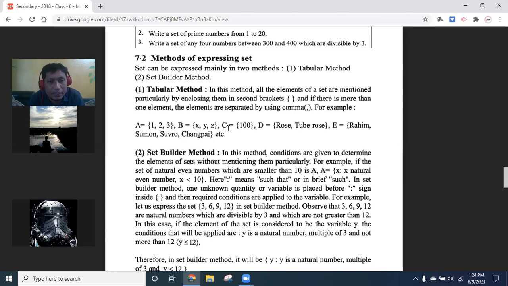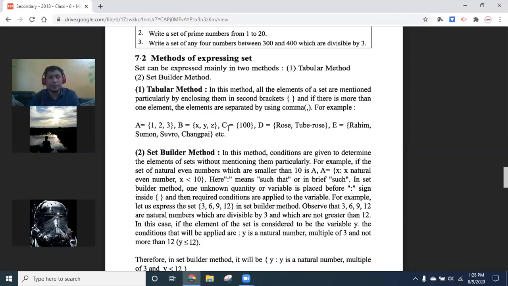You can see the line says, in this method, all the elements of a set are mentioned particularly by enclosing them in second brackets. And if there is more than one element, the elements are separated by using commas. For example, A equals 1, 2, 3, B equals X, Y, Z, etc. are expressed in tabular form.